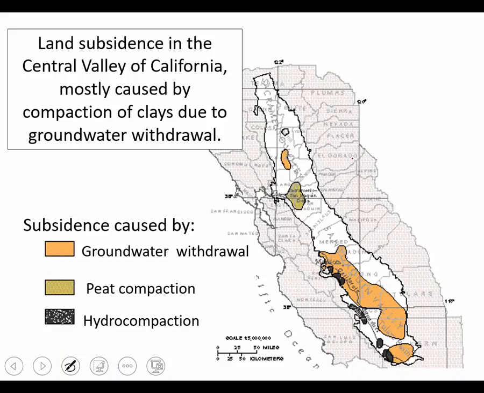In Central California, we have a lot of subsidence. In fact, it's one of the first areas that was recognized, and the subsidence is due to three things: groundwater withdrawal, the compaction of peat here, and then hydrocompaction, that's down in here. And that's basically by flooding of waters on top of it. That's not as major, but I want to talk about groundwater withdrawal and peat compaction.